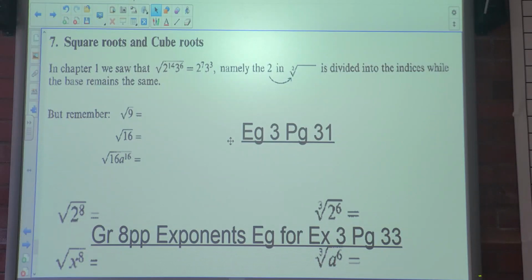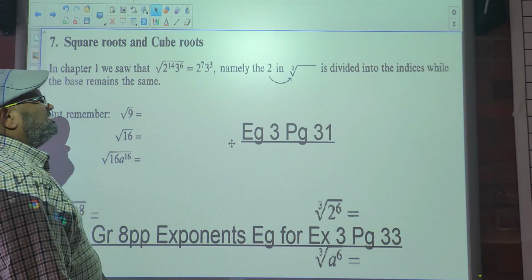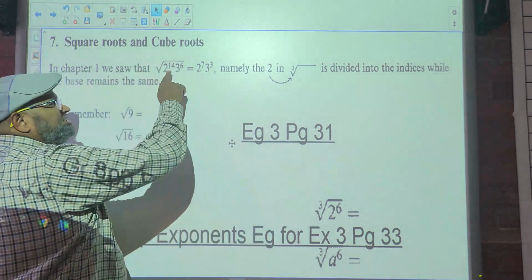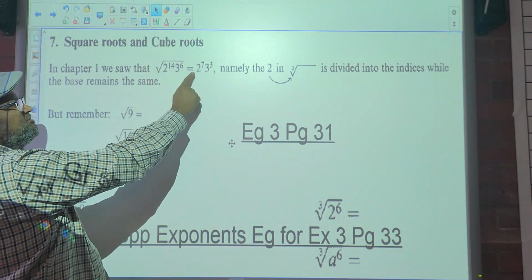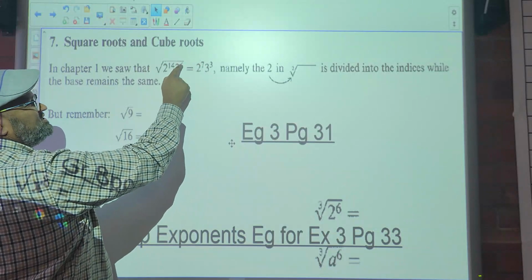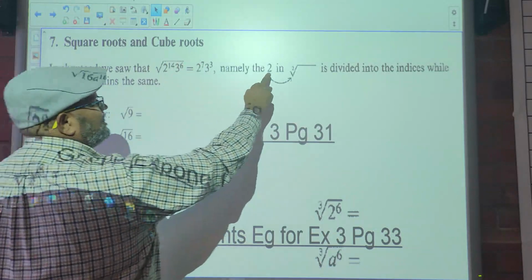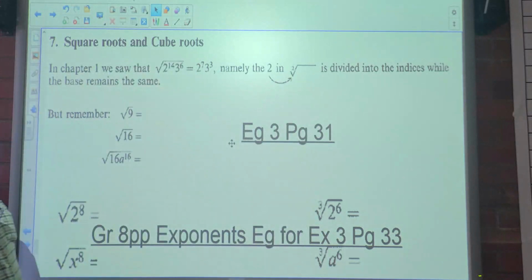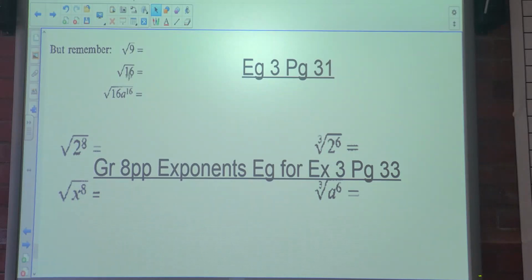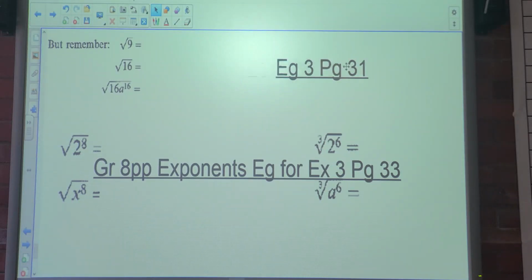In chapter 1 we saw that the square root of 2 to the exponent 14 times 3 to the exponent 6 can be written as 2 to the 7, which is 14 divided by 2, and 3 to the 6, which is 6 divided by 2, is 3. Namely, the 2 in the square root is divided into the indices, which is also known as exponents, while the base remains the same. But remember, what's the square root of 9?